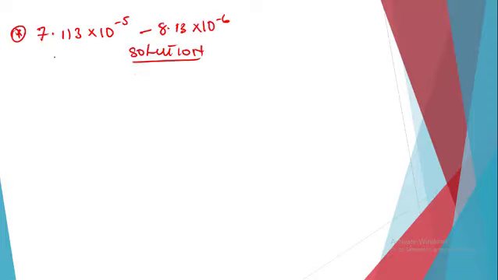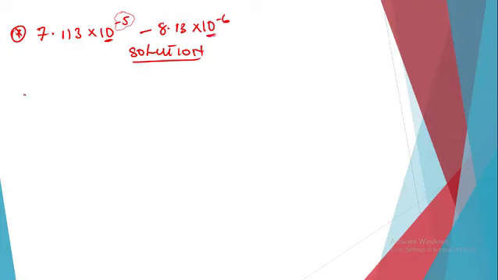Okay, let's take yet one more example. Okay, we have a problem on the board. 7.113 times 10 raised to power minus 5 minus 8.13 times 10 raised to power minus 6. Okay, what's the first thing we need to do? The first thing we need to do here is to make them to be of the same multiplier, which is 10 raised to power minus 5.